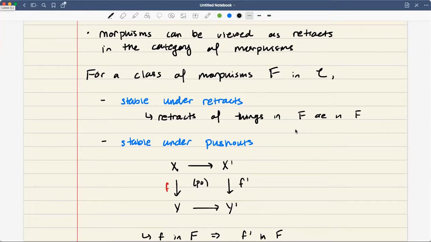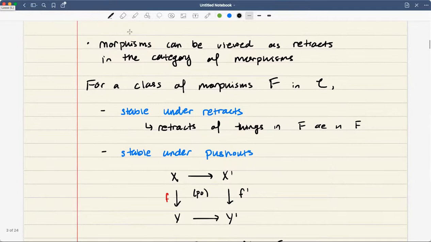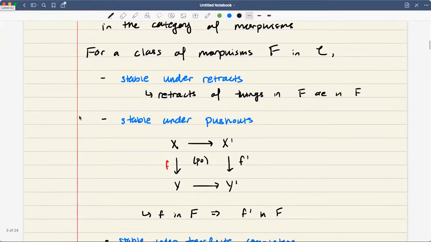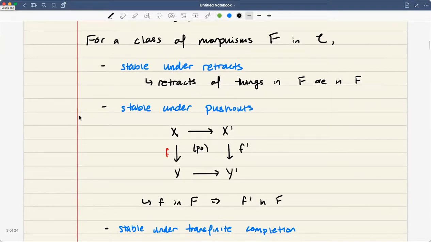And then you can say, what does it mean to be stable under retracts? That just means if something was a retract of another morphism in the class, then it would also be in that class. Then you could have stability under a lot of other things. You could say F, a morphism, is stable under pushouts if we have a pushout diagram, and this map F prime is also in your class of morphisms.